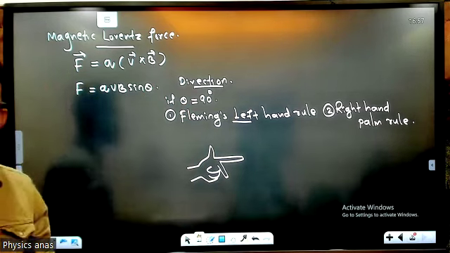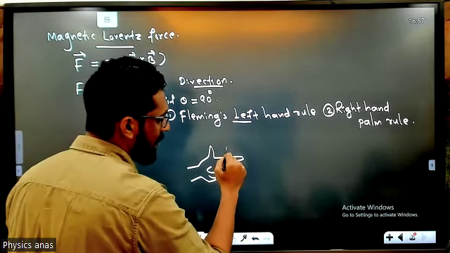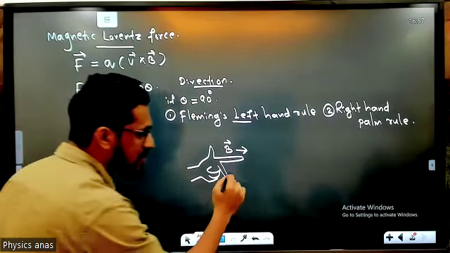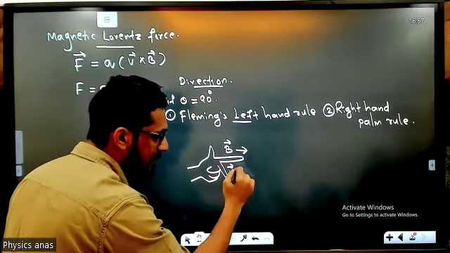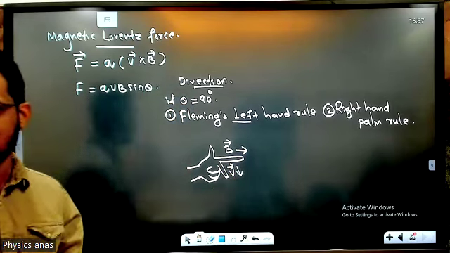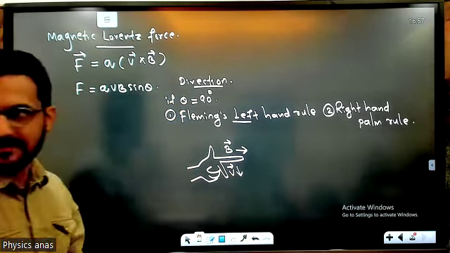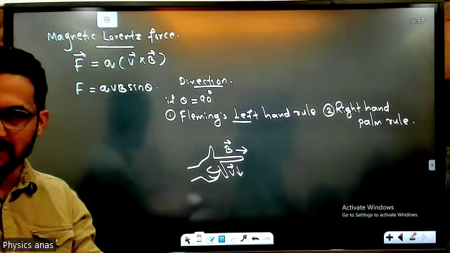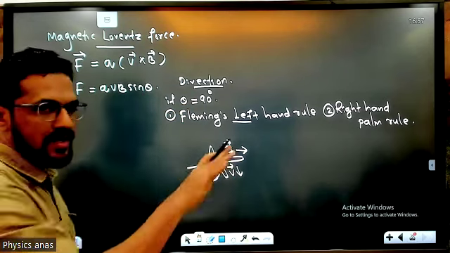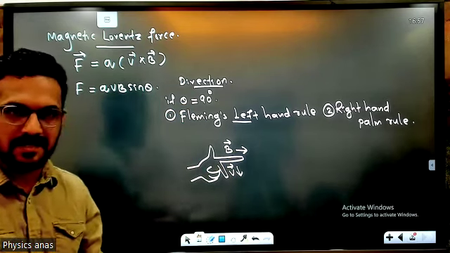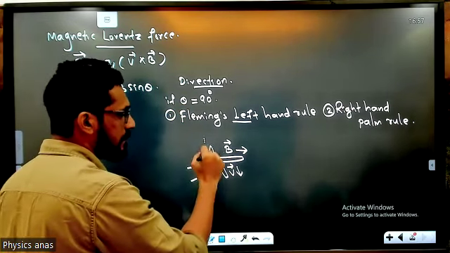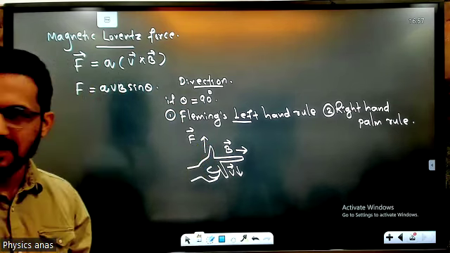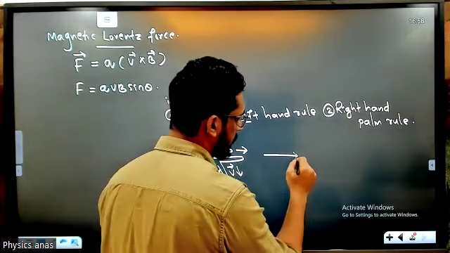Yeah, this is Fleming's left hand rule. This should be the magnetic field. This should be the velocity of the charge or current. If it is positive charge, it will be the velocity of charge. We are not talking about current here, just the charge. Now, this must be force.